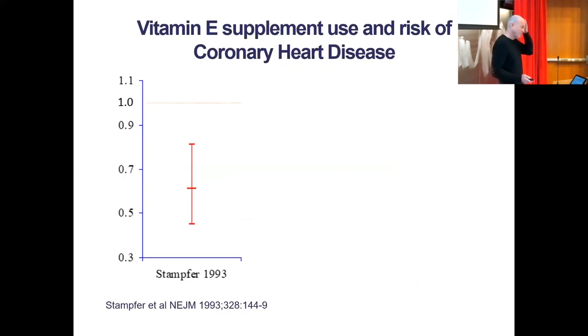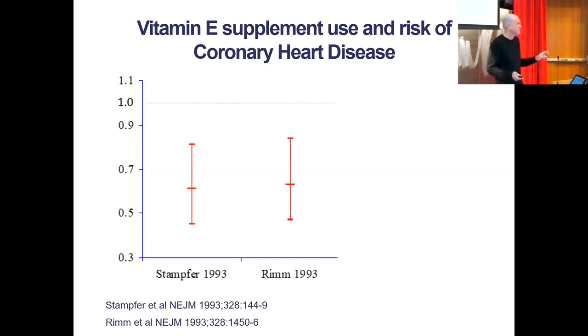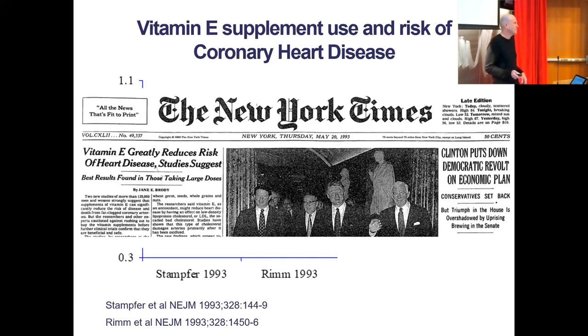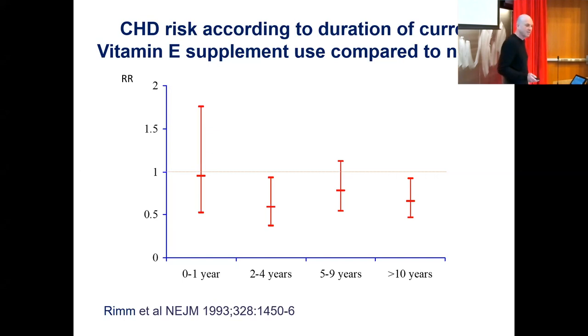But here's a finding which had a vast impact. This is a finding from the Health Professionals Follow-up Study published in the New England Journal of Medicine about vitamin E supplement use and the risk of coronary heart disease. And it appeared that using vitamin E supplements reduced coronary heart disease risk by 40%. There was a parallel replication from the Nurses' Health Study published in the same issue of the New England Journal of Medicine. And the New York Times splashed this on a major headline: vitamin E greatly reduces the risk of heart disease, studies suggest. Taking the supplement for 2 to 4 years produced this 40% reduction in risk.